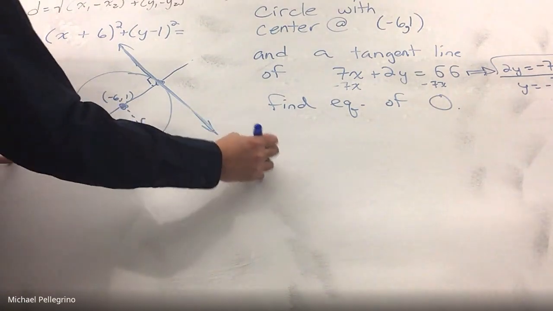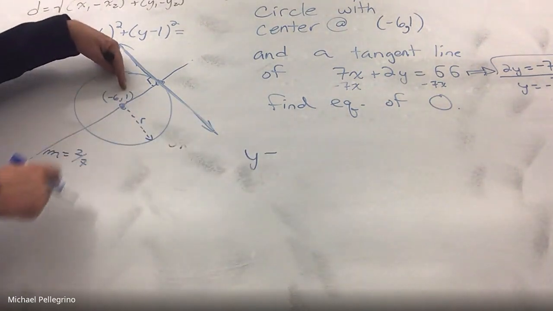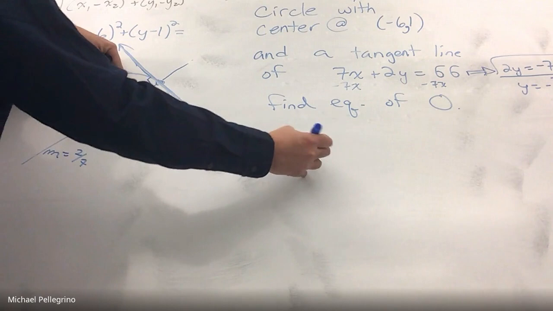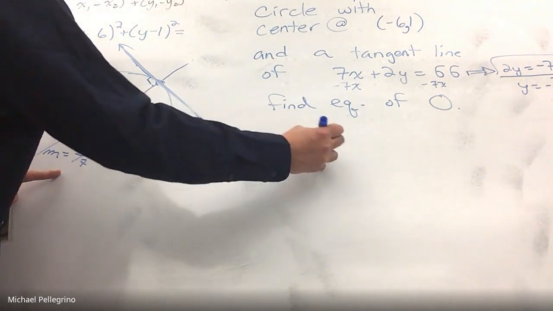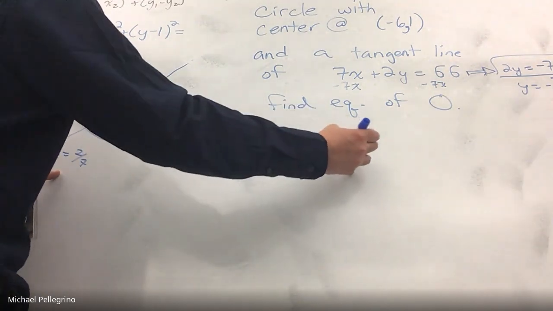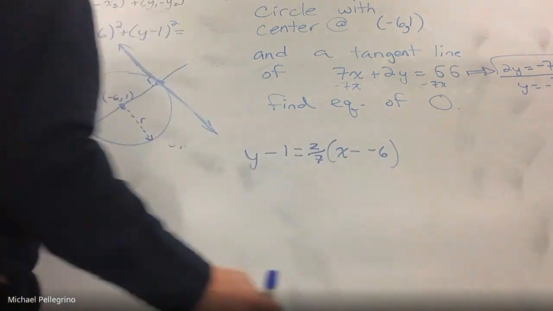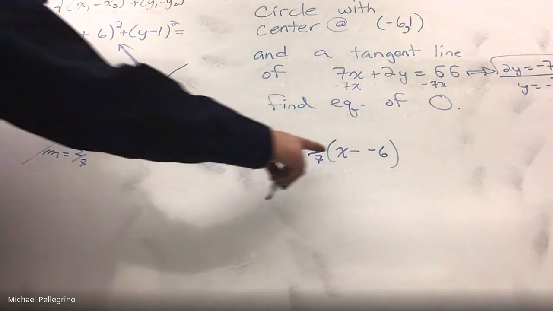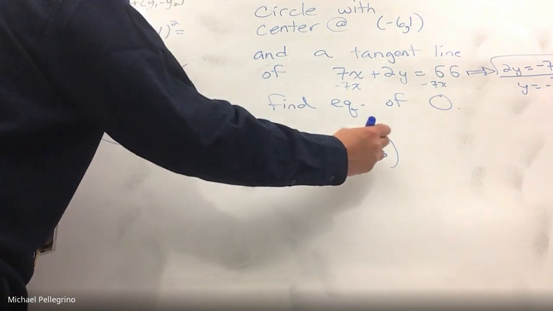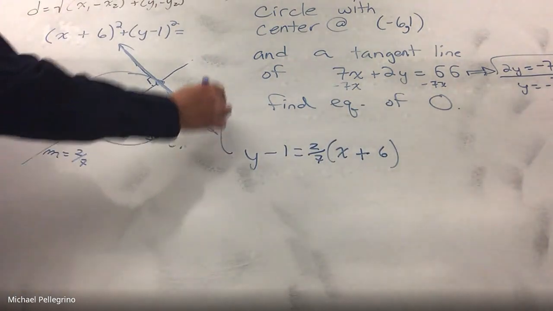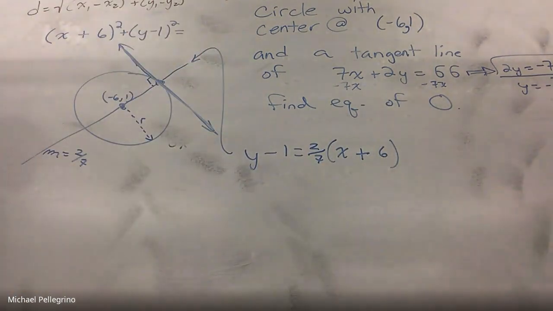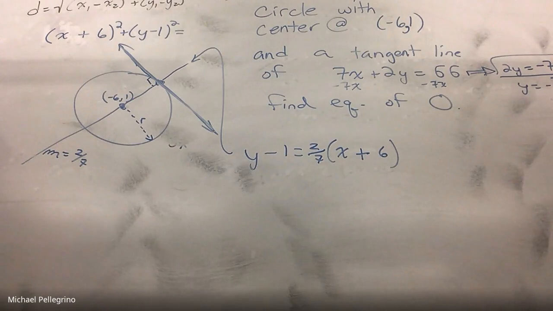So y minus, looks like 1, equals m times x minus -6, or actually x plus 6. That's the equation for this line, right?